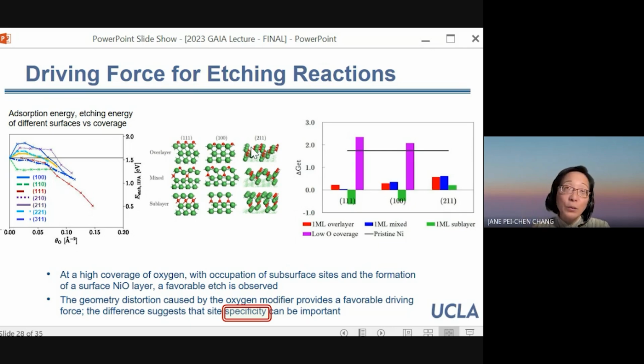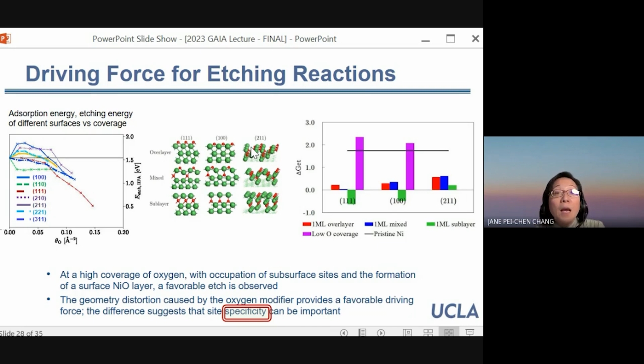And you cannot really do that with the reactive neutrals because they don't have that type of reactivity. If you use the ions from the plasma, that directionality can allow you to break through some of the surface layers, and you can introduce the oxygen to the sublayer. Once you start forming this sublayer oxygen, you start removing the material by forming nickel formate as a product when we use formic acid as the chemistry.